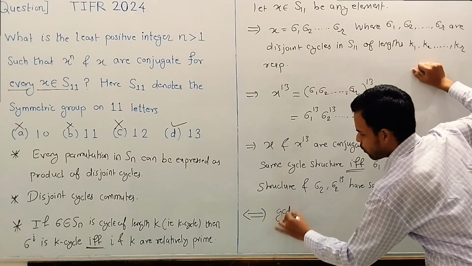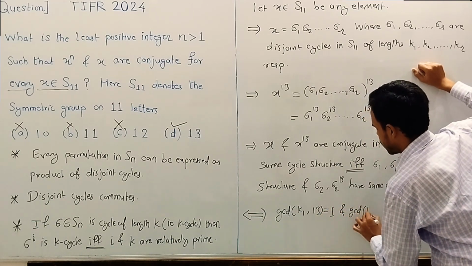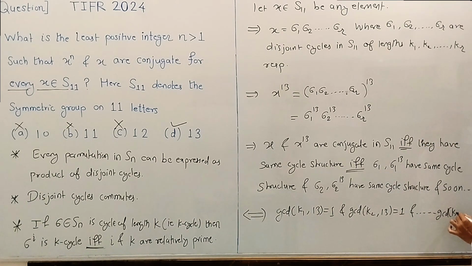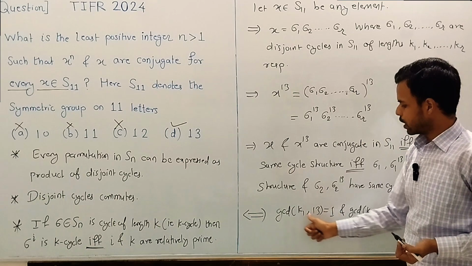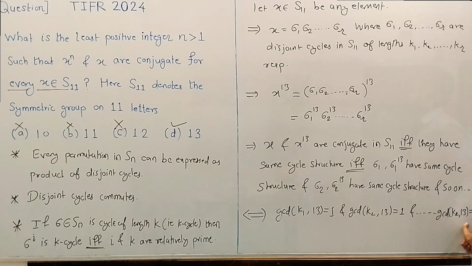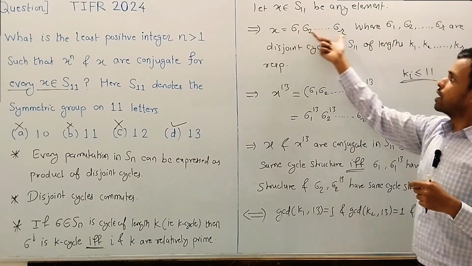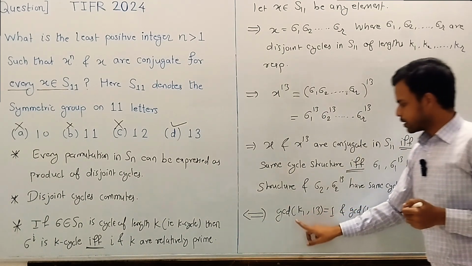So this is if and only if GCD of k1 and 13 is equal to 1, and GCD of k2 and 13 is equal to 1, and so on, GCD of kr and 13 is equal to 1. And clearly this is true because 13 is a prime. So whatever the number here, GCD of 13 and k1 is 1, because these k i are all less than or equal to 11. The k i are the lengths of the cycles, and these cycles are elements of S11, so their lengths are less than or equal to 11.